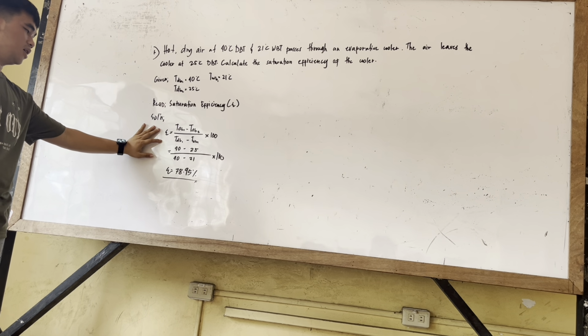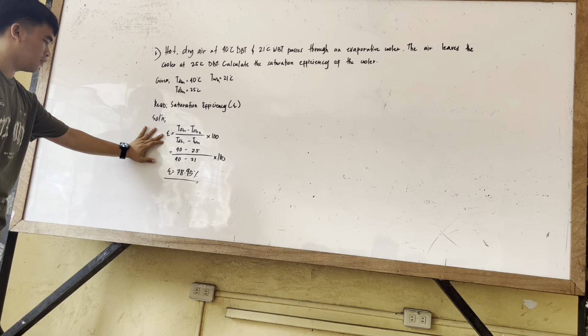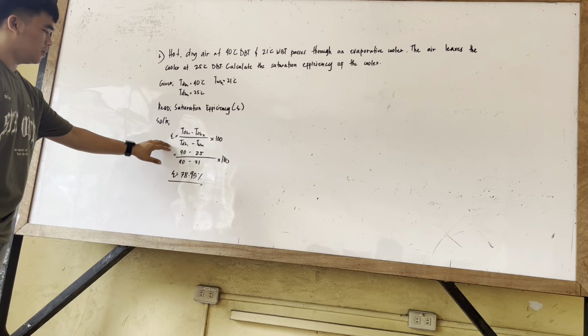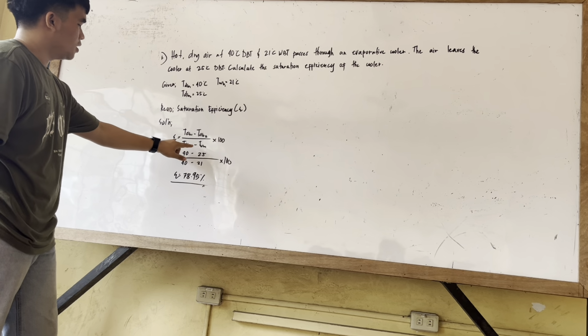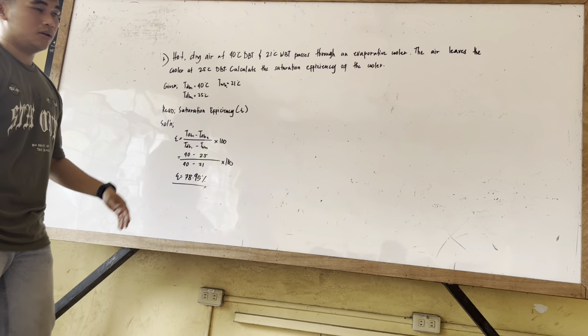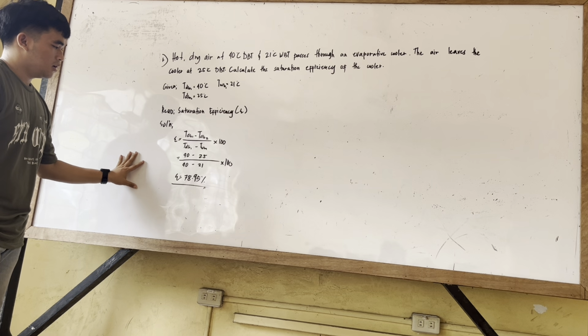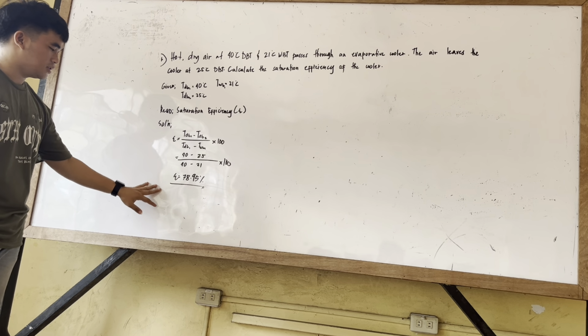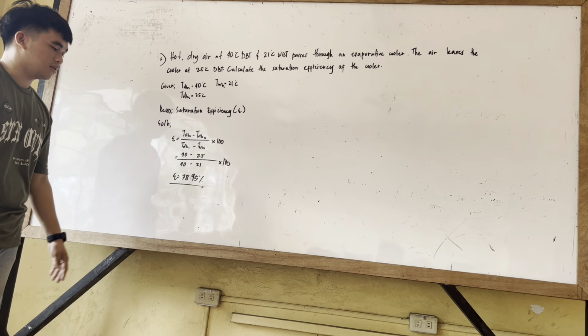We have this formula: efficiency equals dry bulb 1 minus dry bulb 2, over dry bulb 1 temperature minus wet bulb 1 temperature, times 100. So we put in the given, then multiply by 100. Our saturation efficiency is 78.95%.